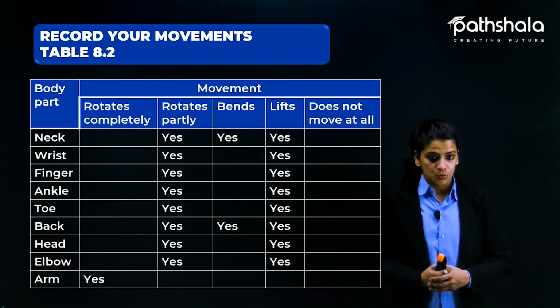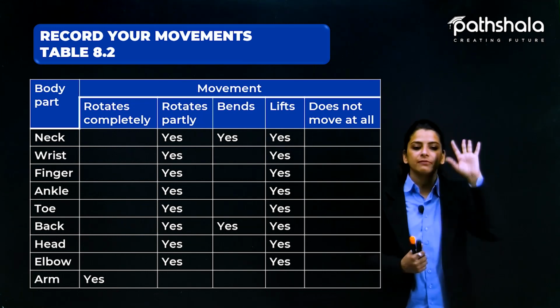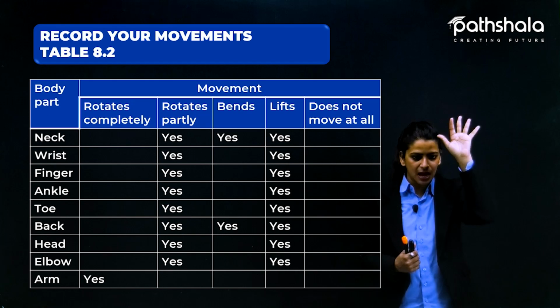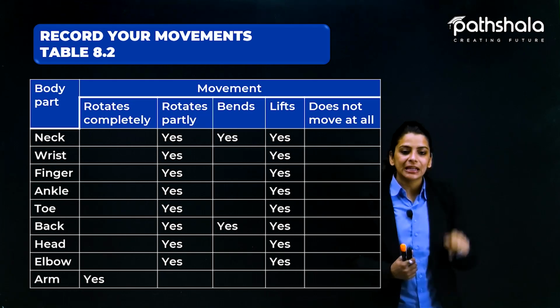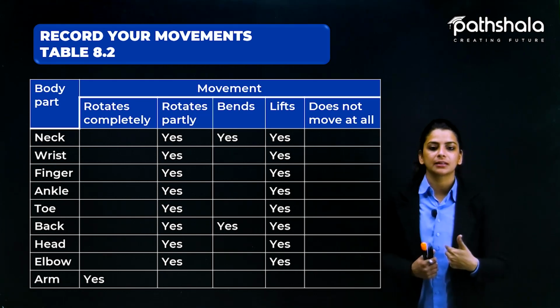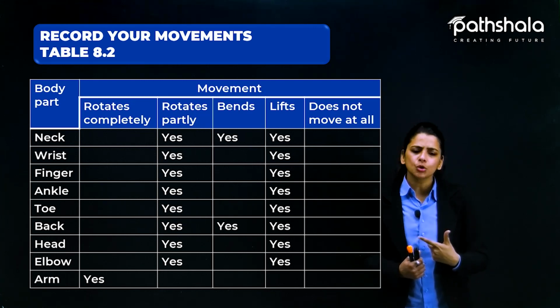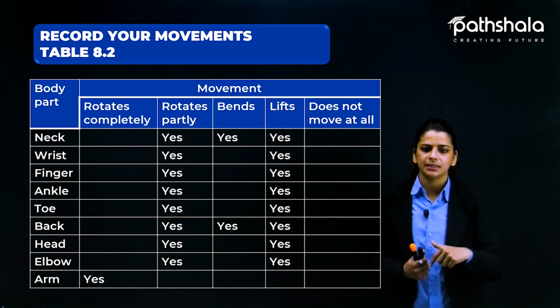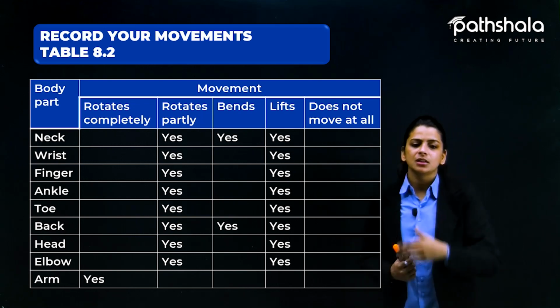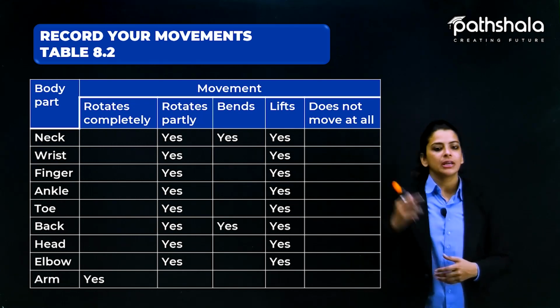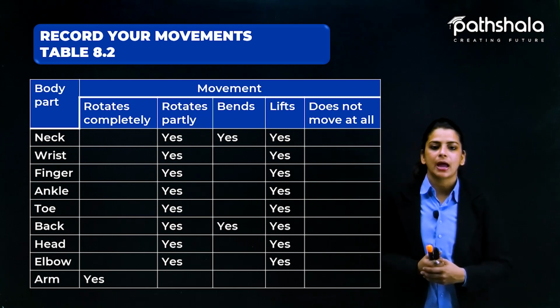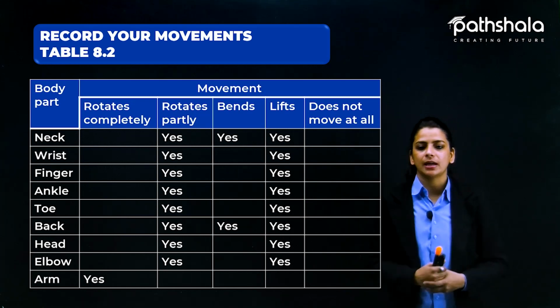Next we have our toes. For example, fingers, जैसे आपके fingers हैं आपके hand में, same as आपके leg में जो fingers हैं, toes जिनकी हम बात कर रहे हैं. So they are rotating partly. You are able to rotate it, but not completely. Partly again. Now bend, you cannot bend them. Also you can lift them and does not move at all में कुछ नहीं आएगा.